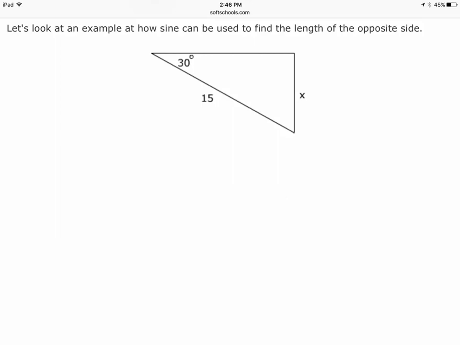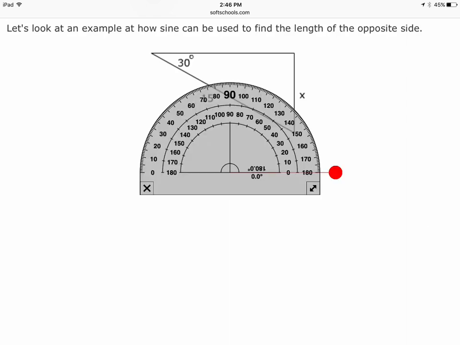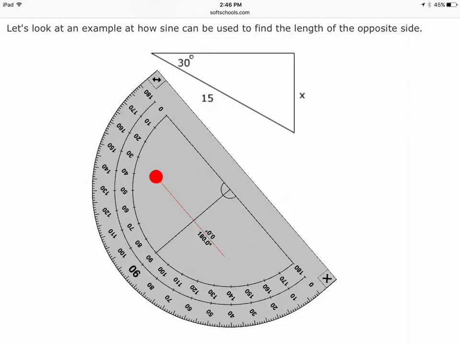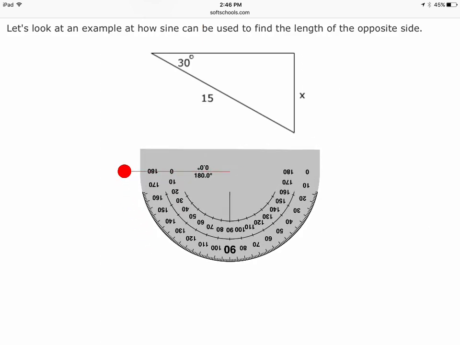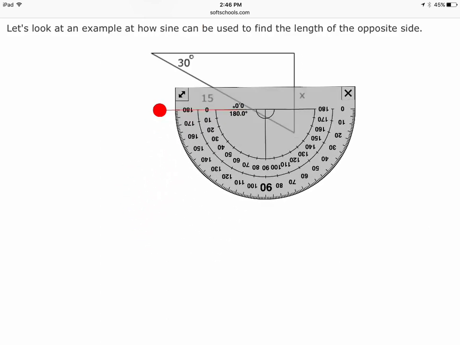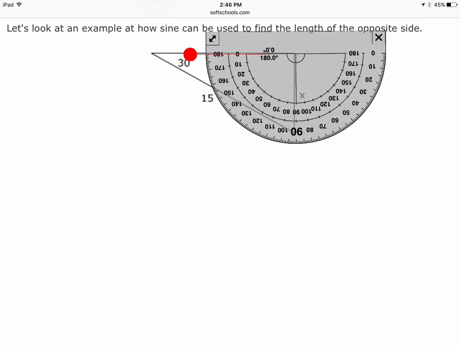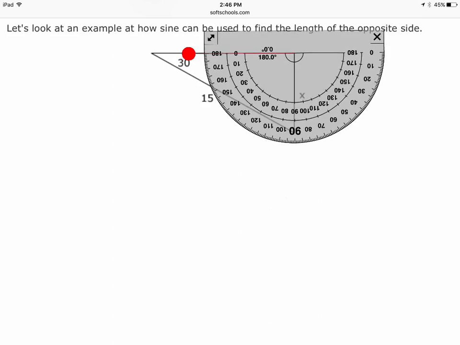In this next video, we're going to use the sine ratio to find the length of a missing side, in this case marked x. First, we can determine that this is a right-angled triangle. It's not labeled, so we can use a protractor to confirm that it is indeed a right-angled triangle. And we can see that it is.